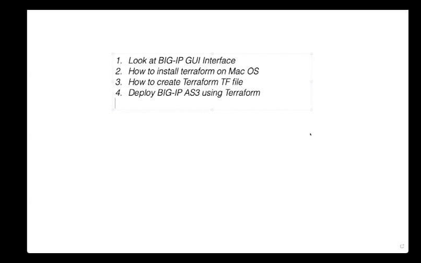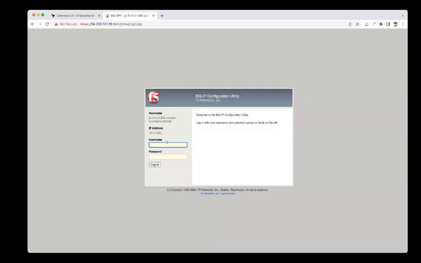And then we'll talk about how to install Terraform on macOS. And then the third one is that we'll create a TF file, a Terraform HCL file, so that we can use this Terraform TF file to configure the BIG-IP, using AS3. And we'll use Terraform to do that.